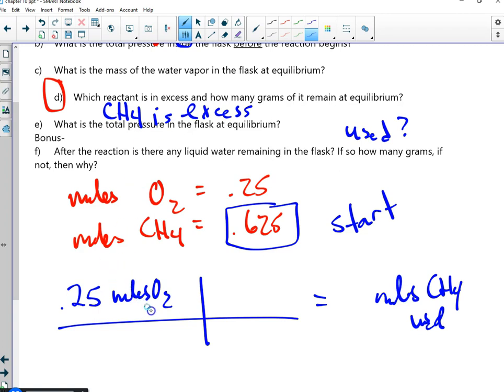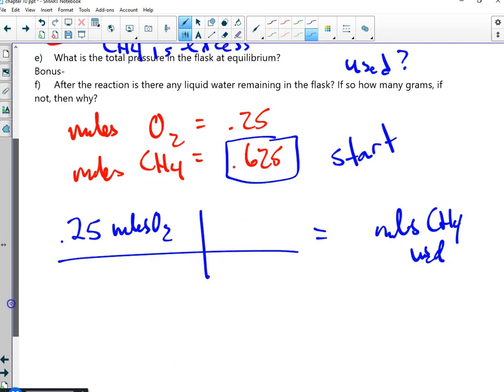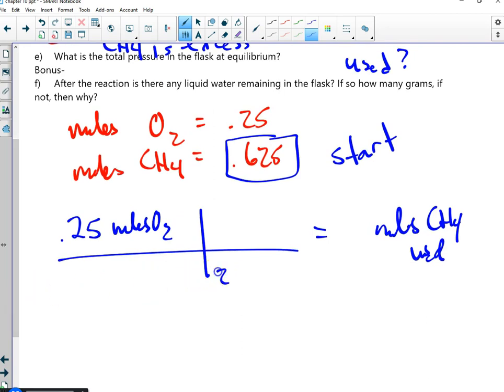So what's in front of moles O2? Up here, a 2. 2 moles of O2. That's on the bottom because this unit always goes there. What unit do I go on top then? Moles of CH4, and that was a 1.